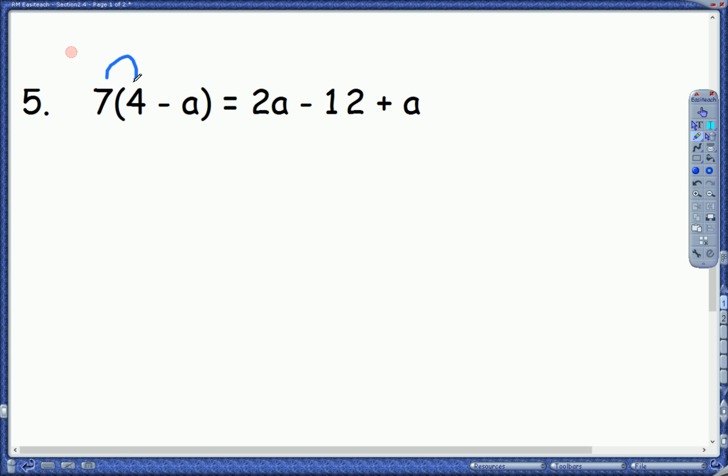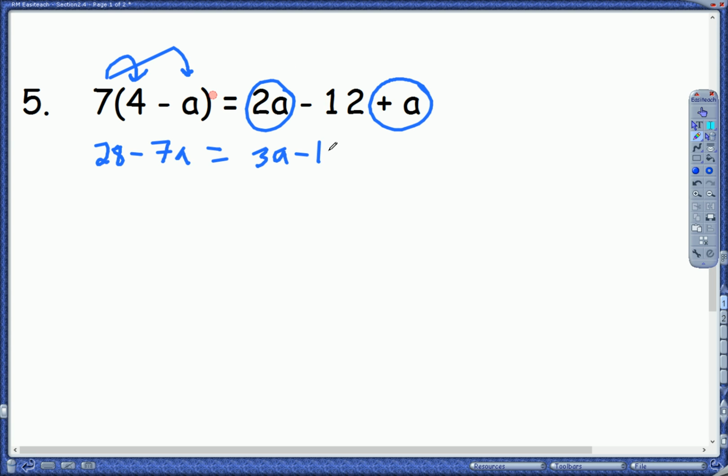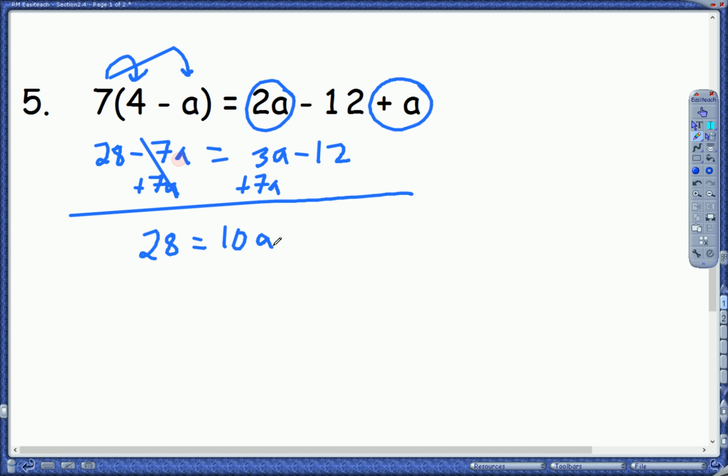Alright, so I'm going to go over it real quick. 28 minus 7a equals, okay, so right there that's 2a plus a, that's 3a minus 12. Then if I add 7a here, I'll still have positive a, so I'm going to add 7a. 28 equals 10a minus 12. I'm going to add 12 on both sides.